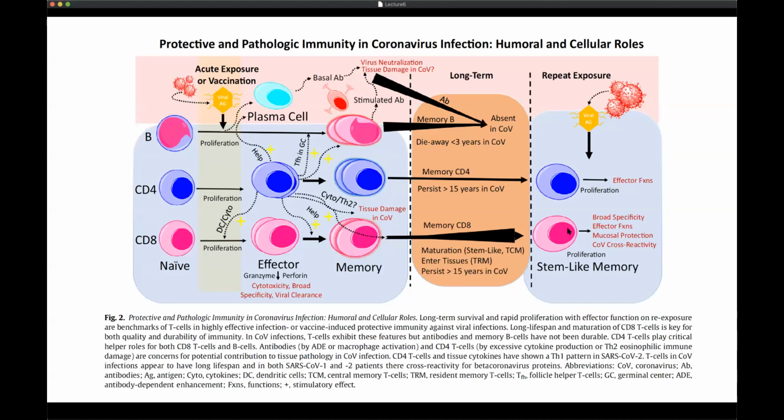What that means is if you have a repeat exposure, you don't have to go through all of this cycle to develop a new response. All you do is reactivate existing memory cells, which immediately start replicating themselves, and CD4 T cells do effector functions. They participate in immune clearance, and then you have CD8 T cells, which take care of the virus, right?